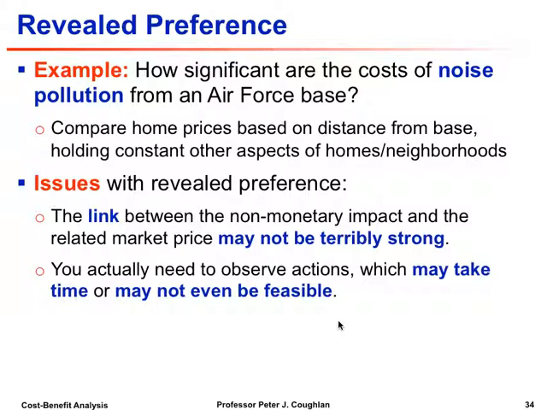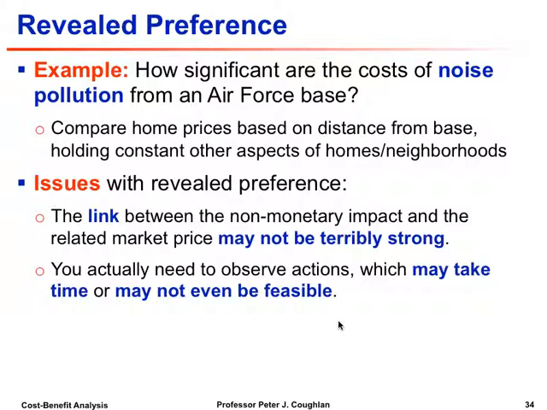Now, some of the issues with revealed preference. We like it because it makes you put your money where your mouth is, in some sense. But sometimes the link between the monetary impact and the related market price might not be terribly strong. Things like noise pollution and home price may or may not be strongly related, and there might not be that much indication. And of course, it's difficult.